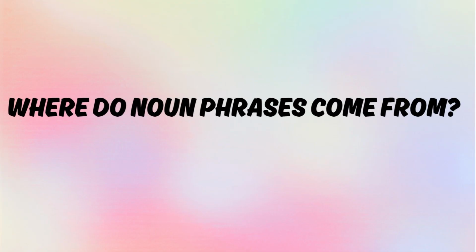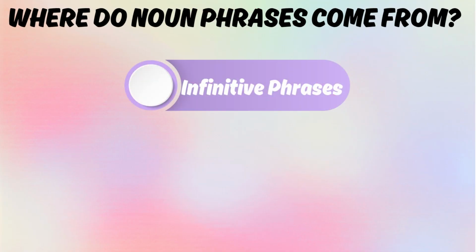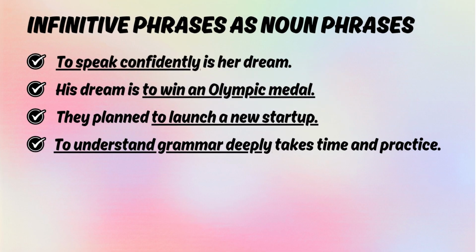Now you might be wondering, where do these noun phrases come from? What gives birth to these groups of words that behave like nouns? Great question. And the answer is, noun phrases come from three main sources. Number one, infinitive phrases. These begin with to plus a base verb, like in: to speak confidently is a dream. To speak confidently is an infinitive phrase.